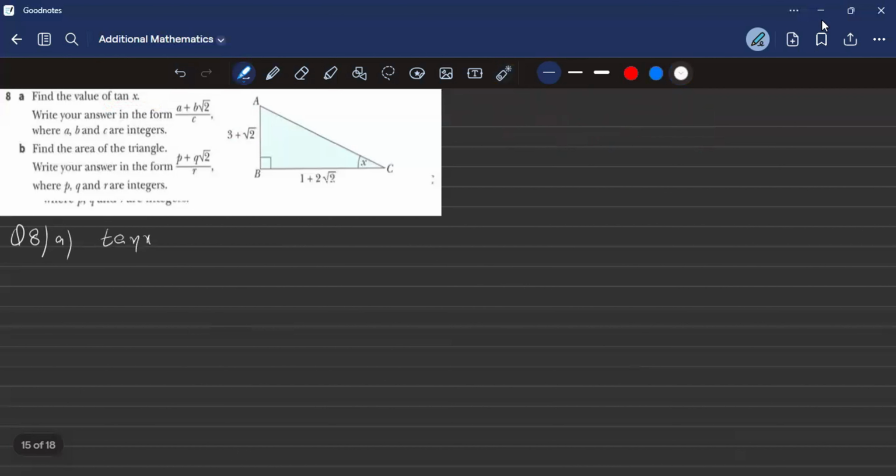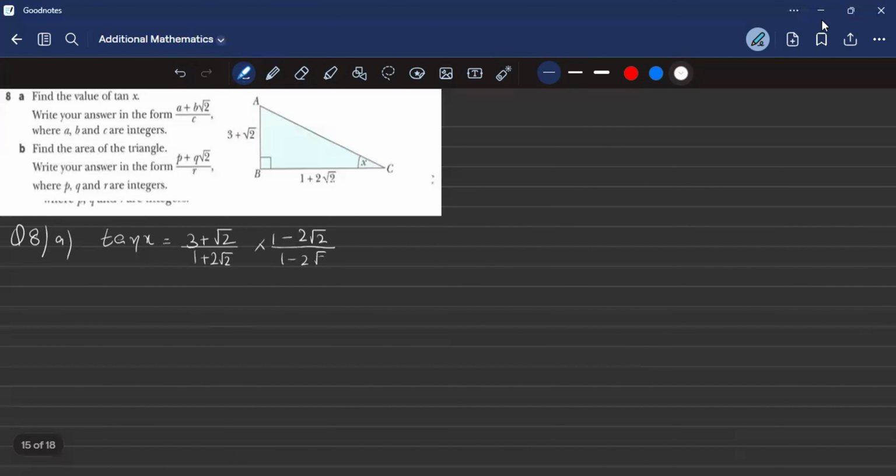What is the opposite side for this angle x? It's AB, so we say 3 plus root 2. And what's the adjacent side to this angle? It's BC, divided by 1 plus 2 root 2. Now, simple as that, just multiply with the conjugate surd, as we have discussed till now. So we are going to multiply by 1 minus 2 root 2 divided by 1 minus 2 root 2.